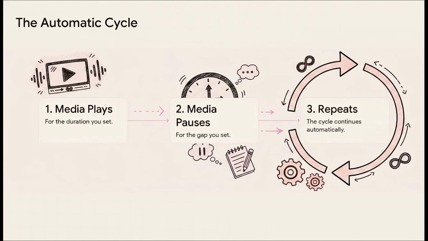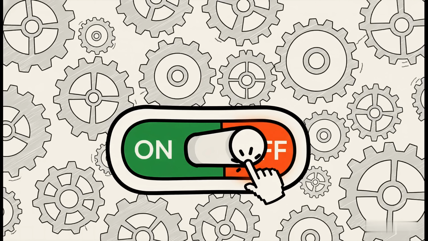Here's how it goes. Number 1, the media plays for the time you set. Number 2, it pauses automatically for the gap you decided on, giving you that perfect amount of time to write or think or repeat something out loud. And then number 3, the whole cycle just keeps going all by itself. But here's something really important to get. Just because it's automatic doesn't mean you lose control.